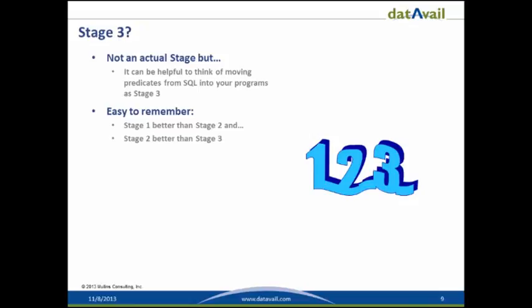Okay, stage 3. There's no real official stage 3, but I like to refer to it as stage 3 because I think it helps to put it in context as to how bad it is. Stage 1 better than 2, stage 2 better than 3, with stage 3 being, instead of putting the predicates in your SQL, you move them into your program and you filter there. That's more data moving along the pipe that sends the data to your program. So again, 3 worse than 2.